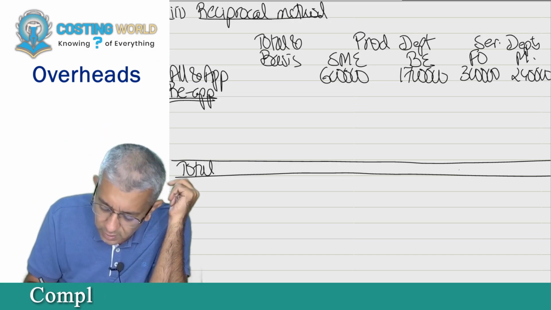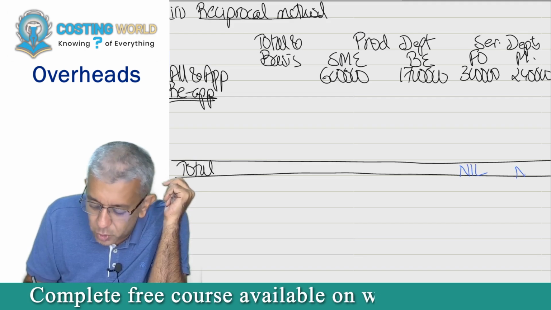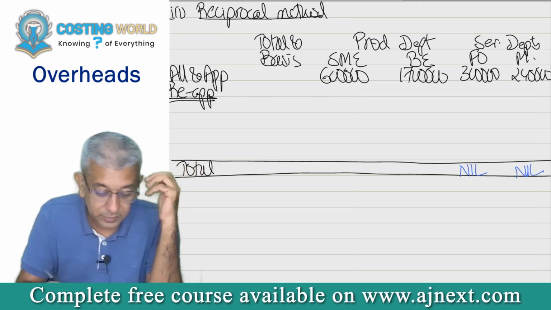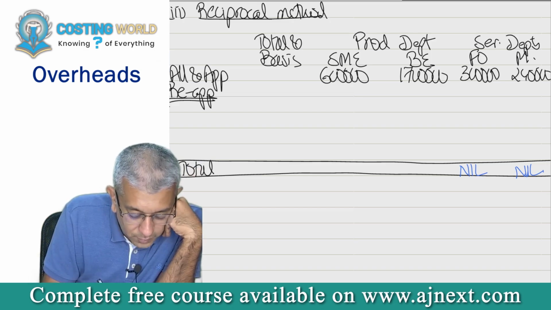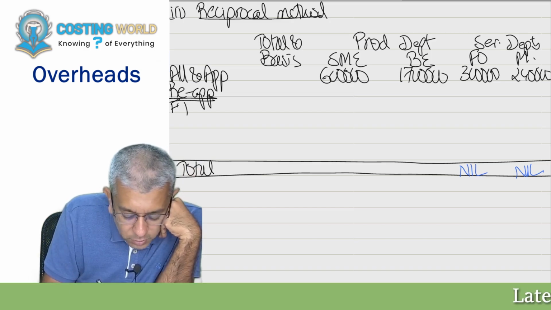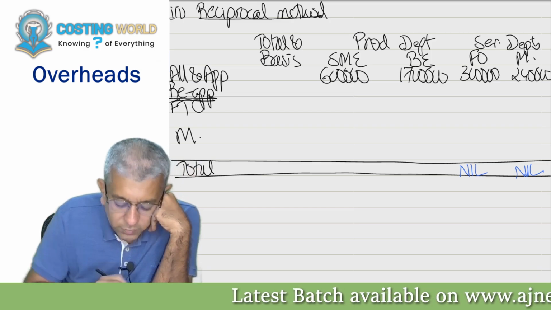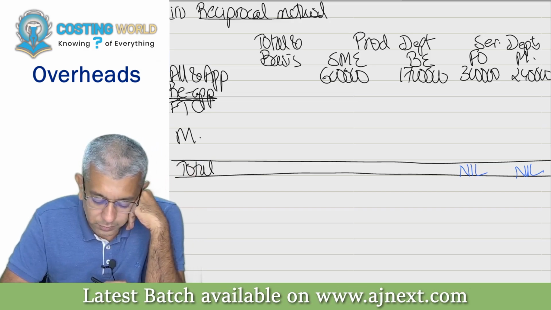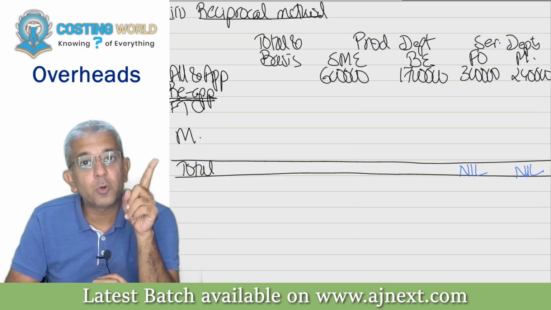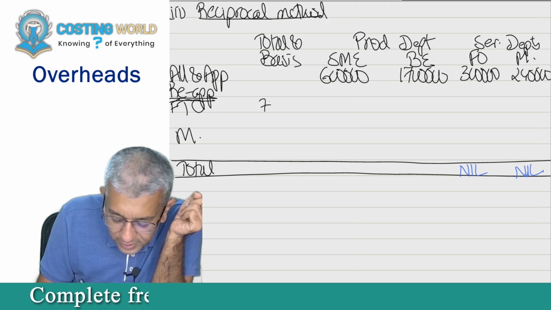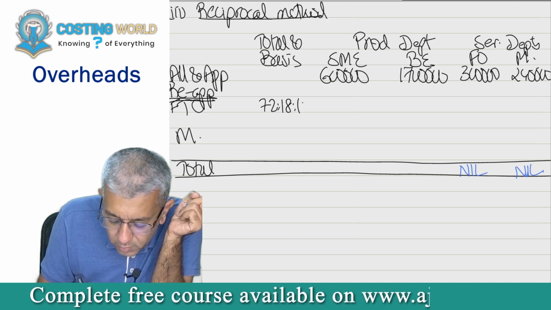Okay, so do one thing. If it is correct, this should become 0. We will wait for that. Write down over here FTO, leave one line, write down the word maintenance. Can you say whenever FTO cost gets divided, it will be divided in the ratio of 72:18:10?